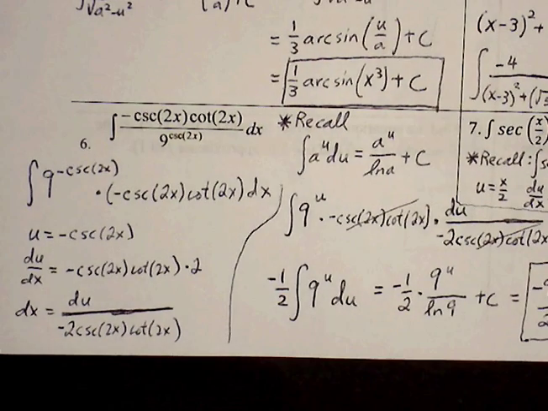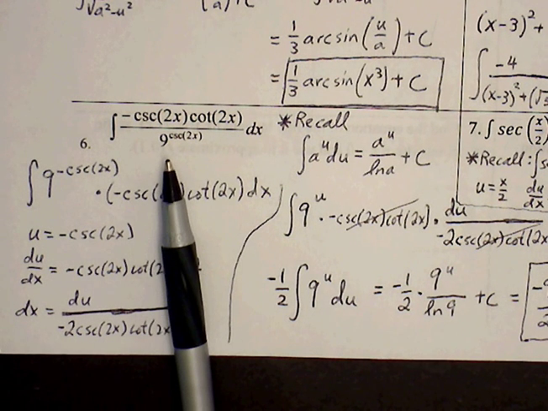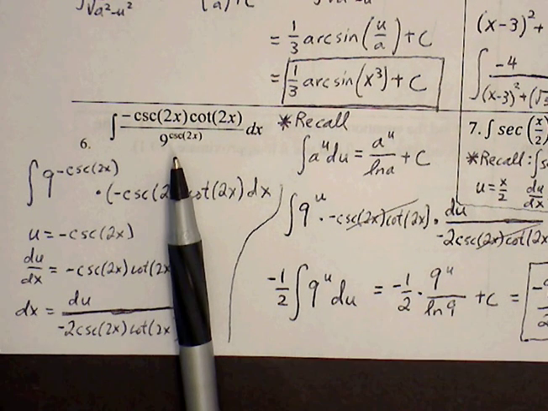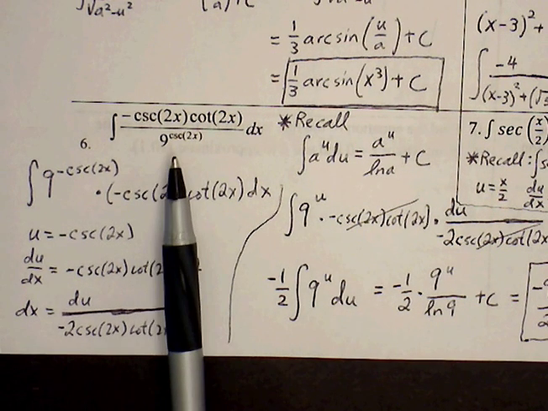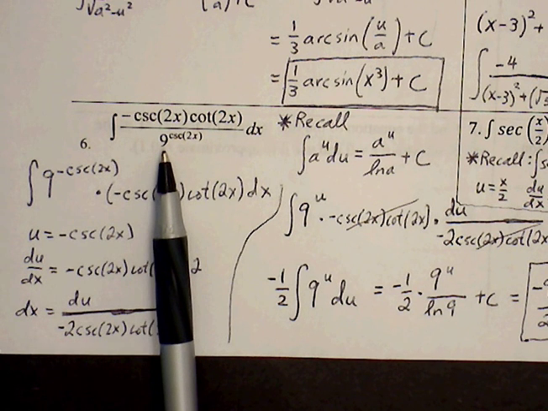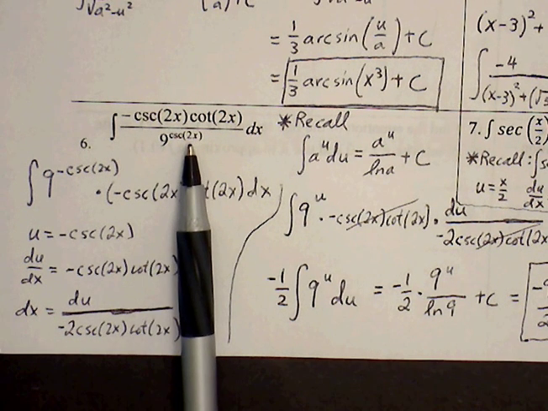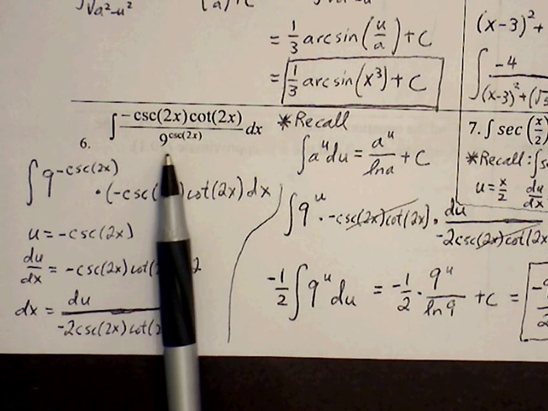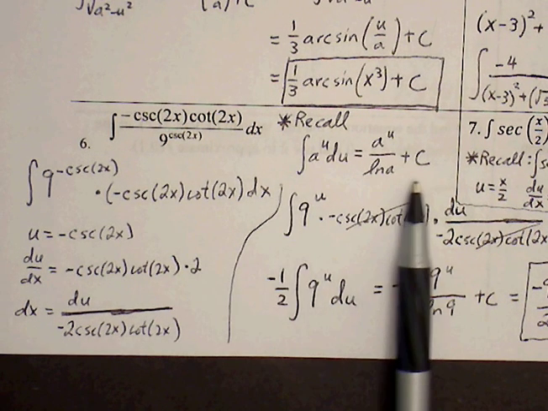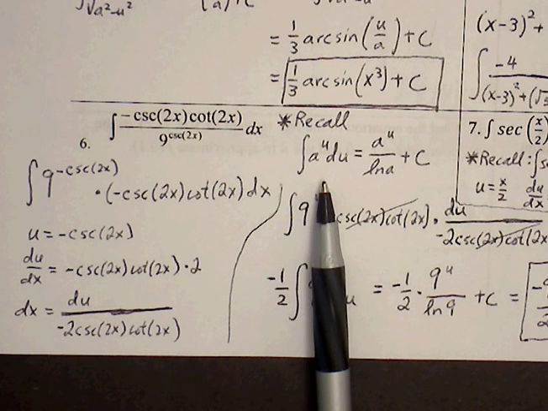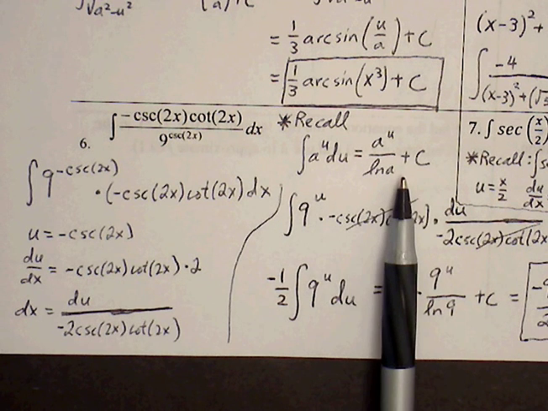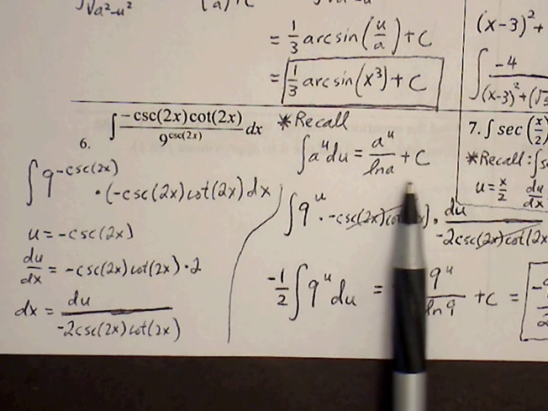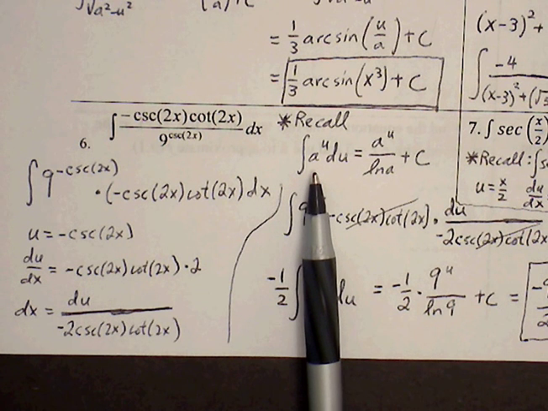Okay, number 6, integral of negative cosecant of 2x, cotangent of 2x, all over 9 raised to the cosecant of 2x dx. So we see in the denominator here, this is 9 raised to the cosecant of 2x. I'm going to try and apply this rule here. The integral of a to the u du is equal to a to the u over ln of a plus c. Now, if we want to apply this rule, then we need this 9 to the u to be sitting up in the numerator.